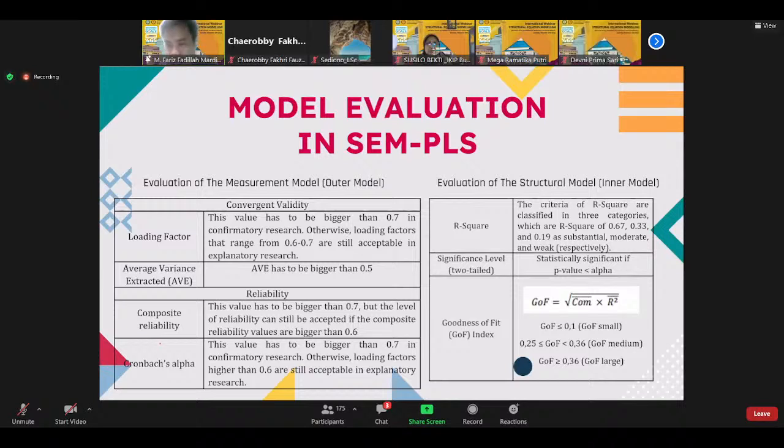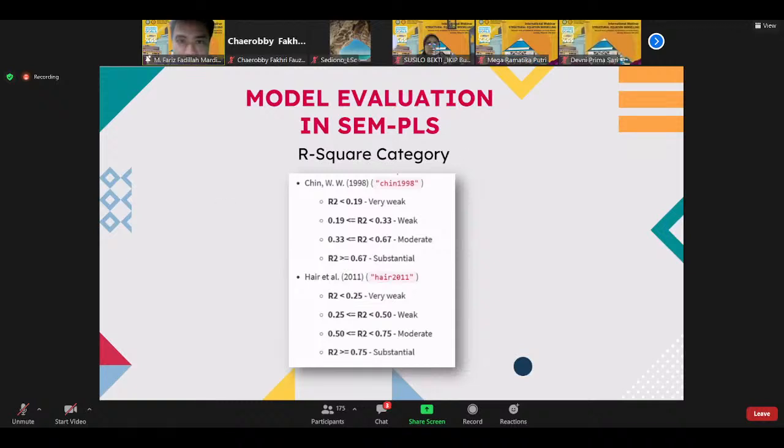Okay, there are three categories to interpret the goodness of fit index. GOF is small when less than 0.1, GOF is medium when the value is between 0.25 and 0.36, and the last, GOF is large when the value is greater than 0.36. Okay, you can explore in the related reference. Okay, this is based on Chin in 1998.